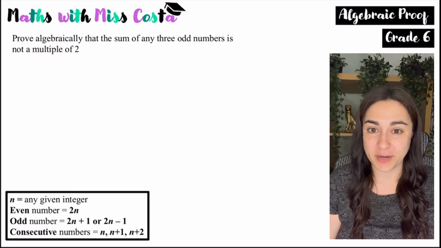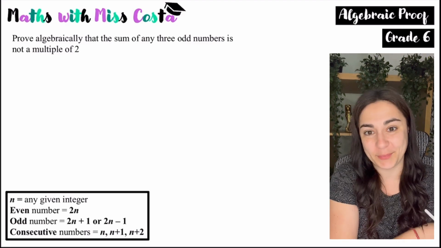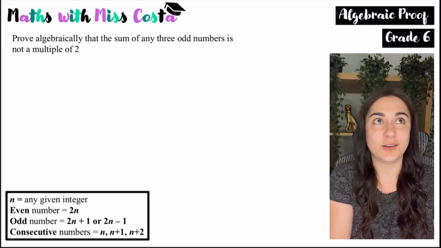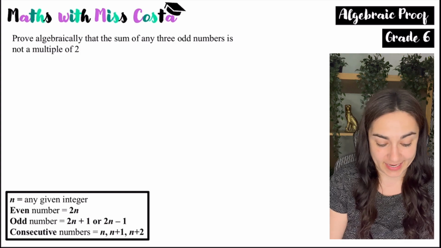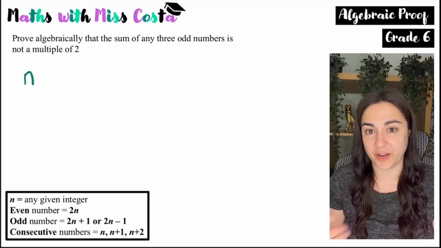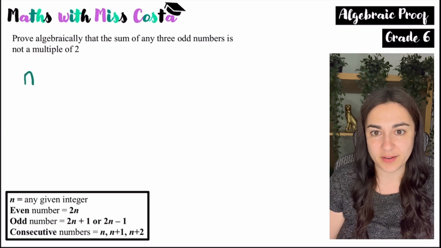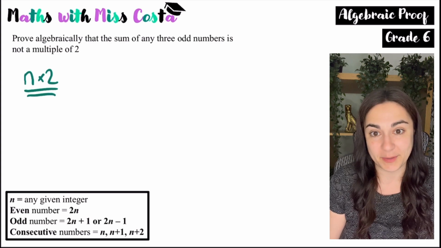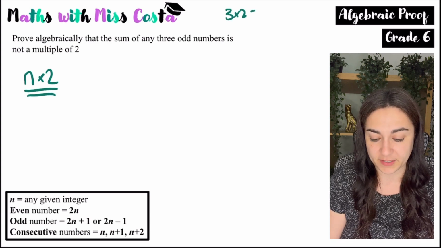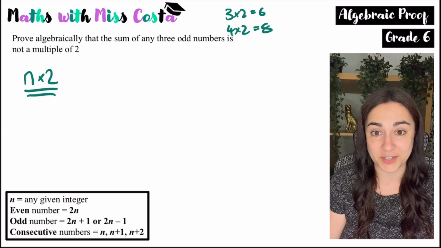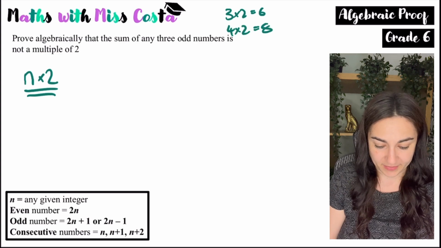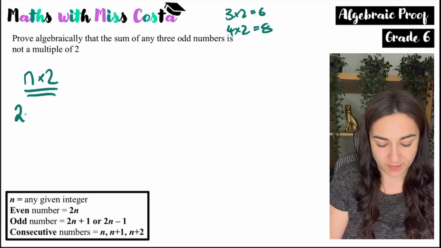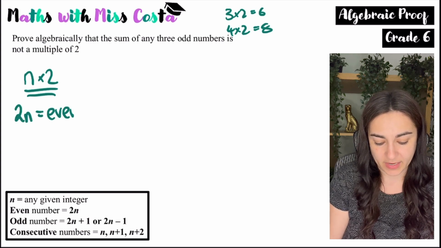Okay, so with algebraic proof, there are just a few key things we need to know. So if I called absolutely any number n, I don't know if it's odd or even, but whatever the number is, if I multiply anything by 2, it must be an even number, because just think 3 times 2 is 6, 4 times 2 is 8. Anything multiplied by 2 is an even number. So therefore my expression for an even number is 2n.